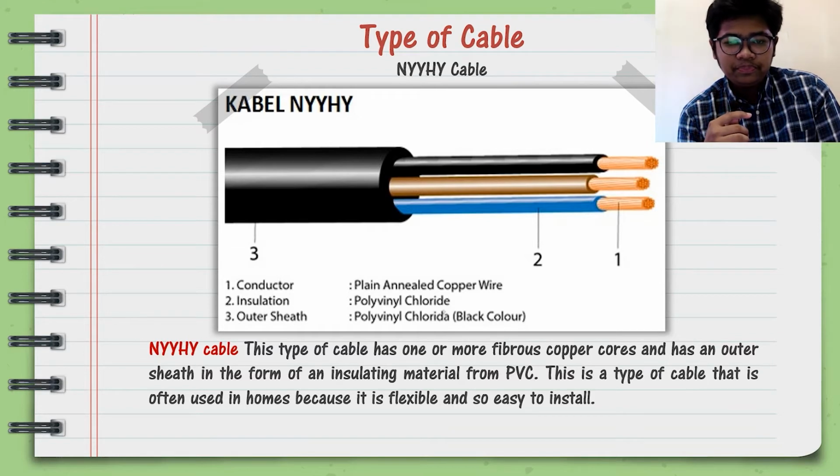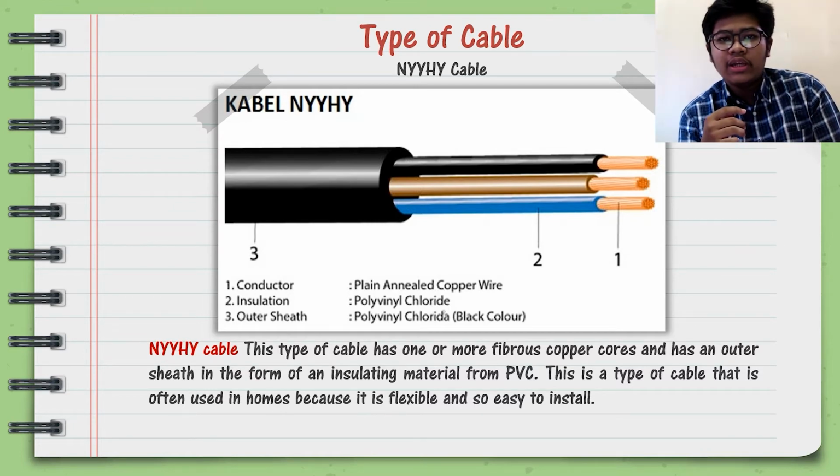NYYHY cable. This type of cable has one or more fibrous copper cores and has an outer sheath in the form of an insulation material from PVC. This is a type of cable that is often used in homes because it is flexible and easy to install. Okay, I think that's all, and the explanation will continue by Muhammad Fauzi.